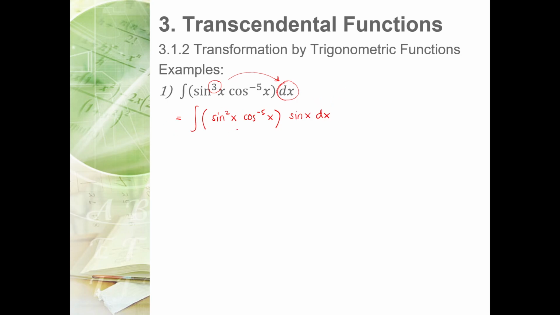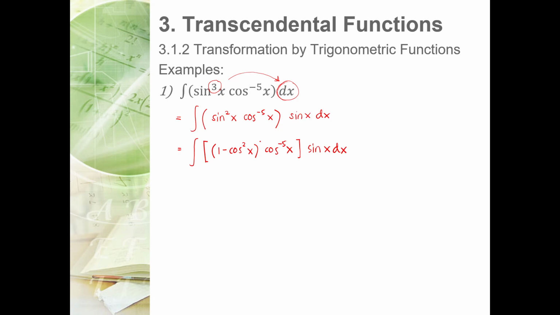Next, we apply the formula: sine squared x is equal to 1 minus cosine squared x. So instead of parentheses, we change it to brackets because we will put the corresponding identity of sine squared x inside. So 1 minus cosine squared x, and then cosine to the negative 5x, and then sine x dx.